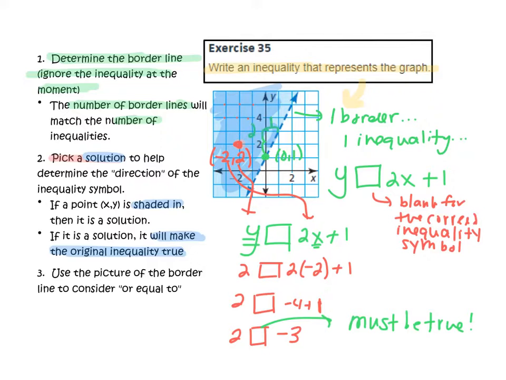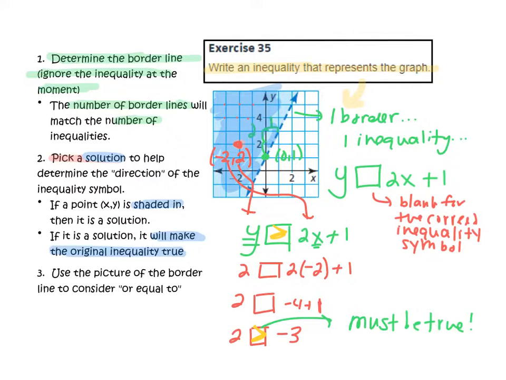This must be true, because if we go back originally, this point was a solution. And I know that if I plug a solution in, it should make the original inequality true. So if we need to make this inequality true, when I plug in the point, 2 needs to be greater than -3. So I know the inequality symbol would have to be eating the 2. Up here, I'd make it face to the left, just like it was down here, the same direction.